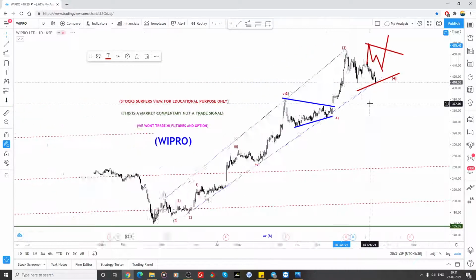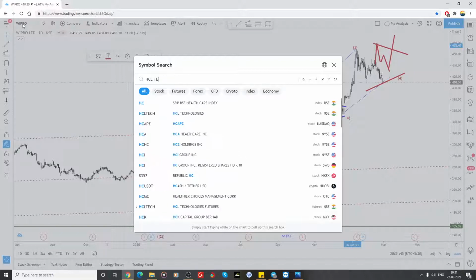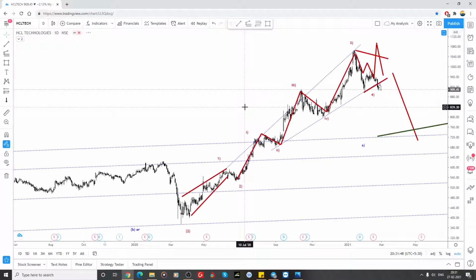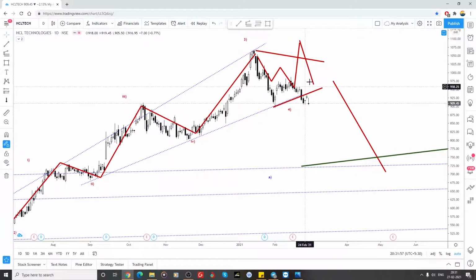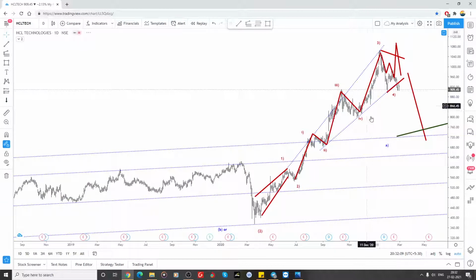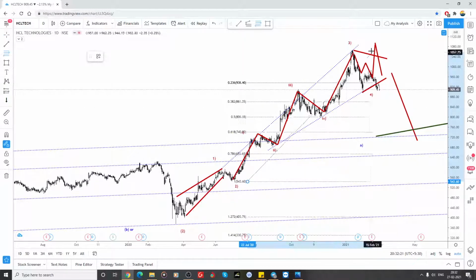So let's see. So what is next is HCL Technologies. So this is what I am expecting, right? 1 2 3 4 5. So 1 2 3. So what I thought from here, it can be a triangle. So not yet broken this low. So again, it could be a triangle or it could be a flat correction. If it is, there is no chance for this 1 2 3 4 5. Yeah, this could be again a deeper flat correction also.